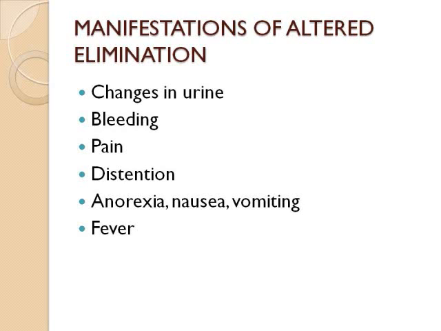Manifestations of altered elimination. Regardless of the cause, there are several things that are common. One, we're going to see changes in the volume and the characteristics of the urine itself. Maybe too much urine, maybe not enough urine, maybe a change in the odor, maybe a change in what's in it when we do urine tests. We might see bleeding. We're probably going to see pain of some sort.